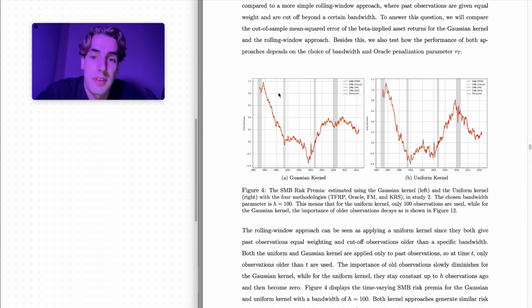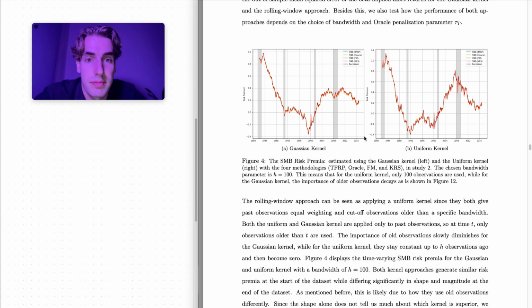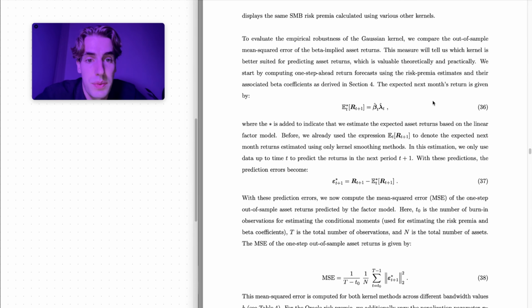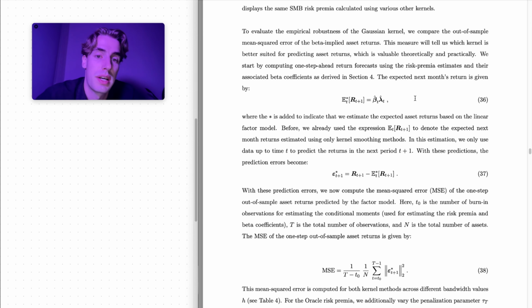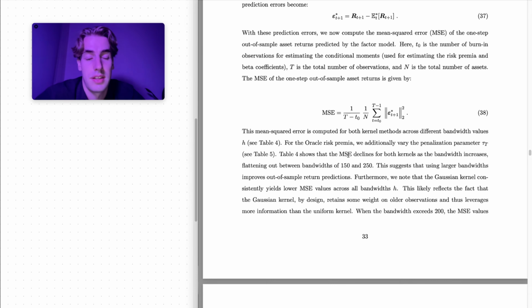We looked at the different graphs of the risk premia calculated using the different kernels. This is the exact same risk premia, but for the Gaussian kernel and the uniform kernel. The Gaussian kernel gives a bit more flat space. They look quite similar, though a bit different. To see which is actually the best, again we look at the returns, the estimated returns, but now using the beta representation. We look at the estimated betas and multiply them by the estimated risk premia to obtain the estimated asset return. Then we subtract those to get the errors, and we calculate the mean square error of the expected return estimated by the beta representation compared to the actual return at that time.